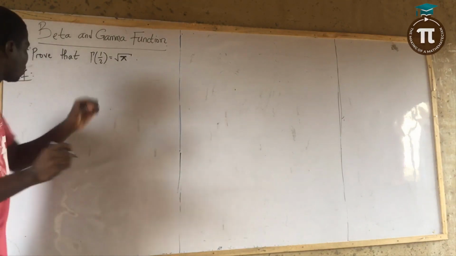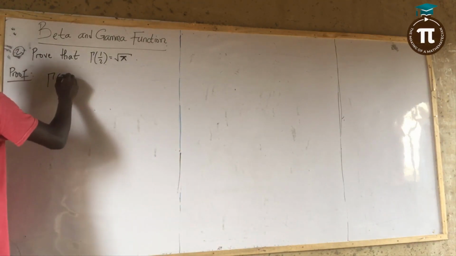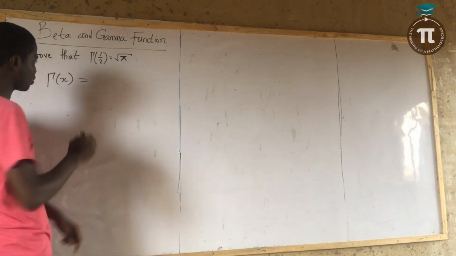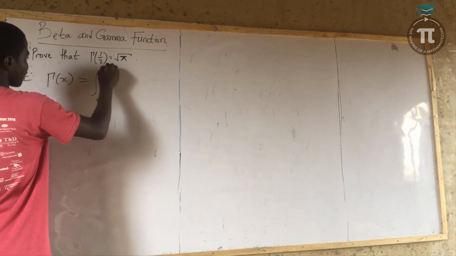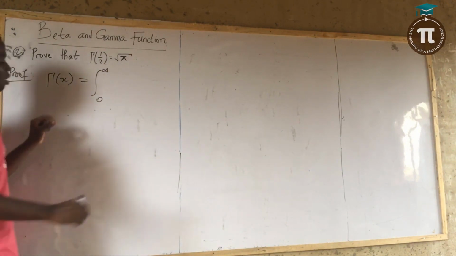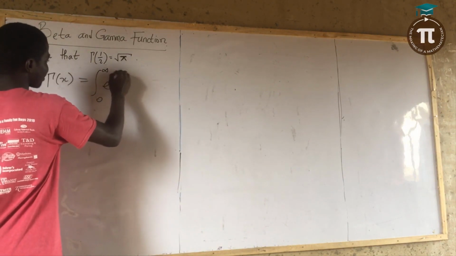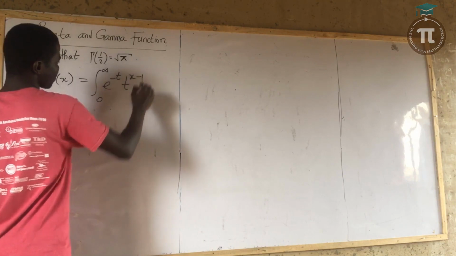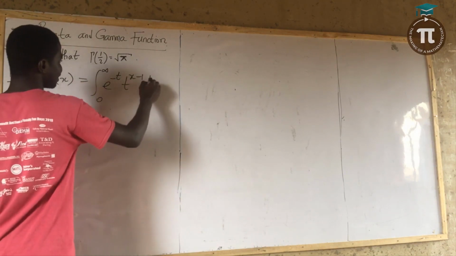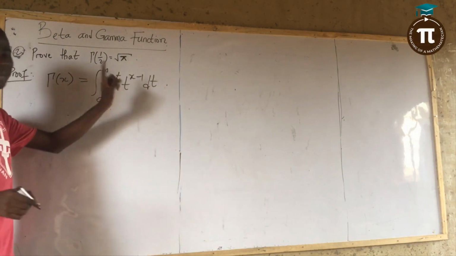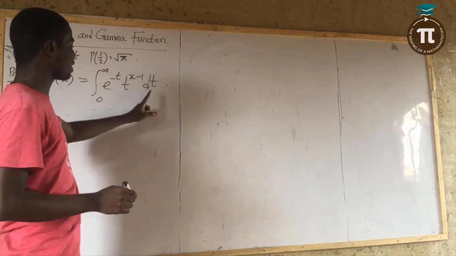What is the gamma function? Don't forget, gamma of s, you have to start from the definition, is the integral from 0 to infinity of e raised to the power minus t, t raised to the power s minus 1 dt.